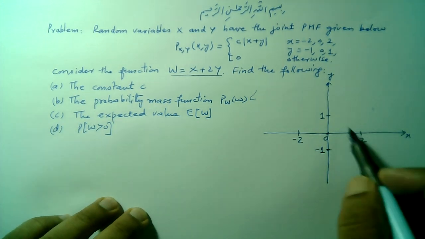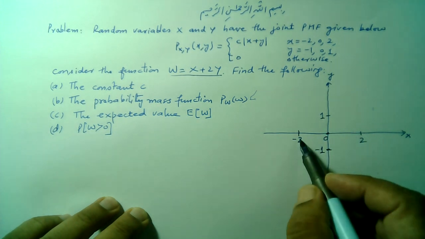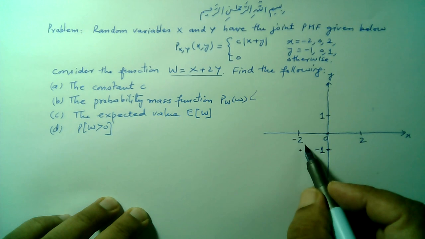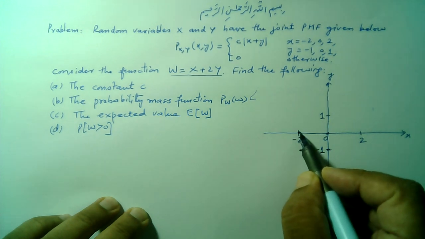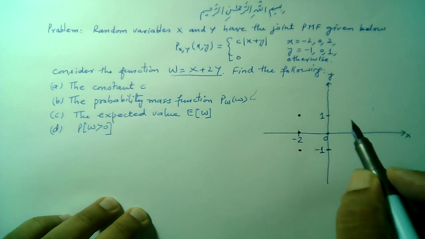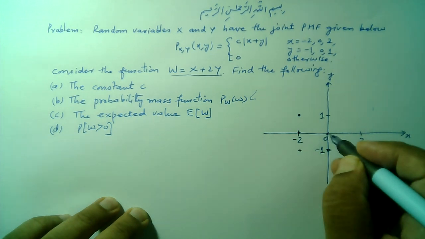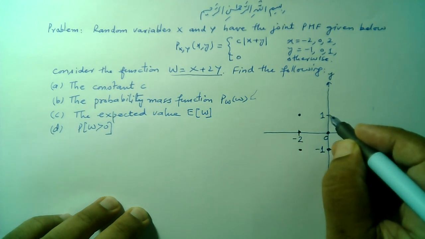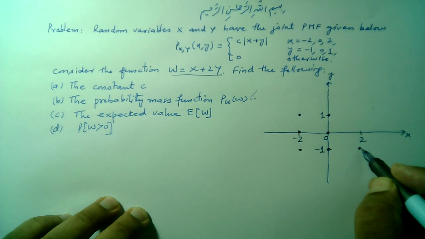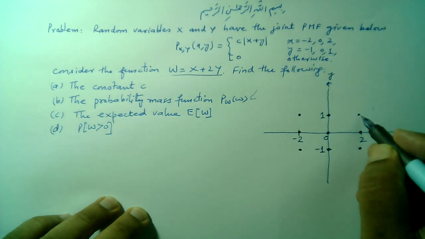With the help of all these values of x and y, we can plot the points corresponding to these values. For example, x is equal to minus 2, y is equal to minus 1, we have a valid point here. Likewise, we have x equal to minus 2 and y equal to 0, a point here, and x equal to minus 2 and y equal to 1. Similarly, x equal to 0 and y equal to minus 1, x equal to 0 and y equal to 0, and x equal to 0 and y equal to 1. And similarly, x equal to 2 and y equal to minus 1, x equal to 2 and y equal to 0, and x equal to 2 and y equal to 1.